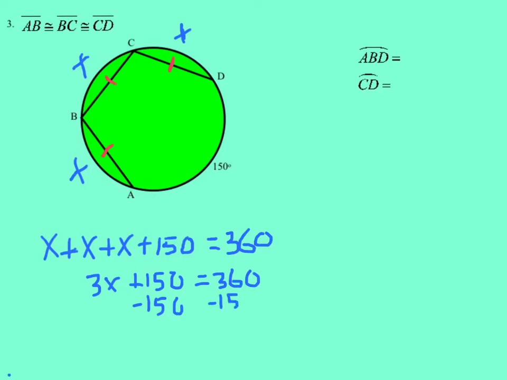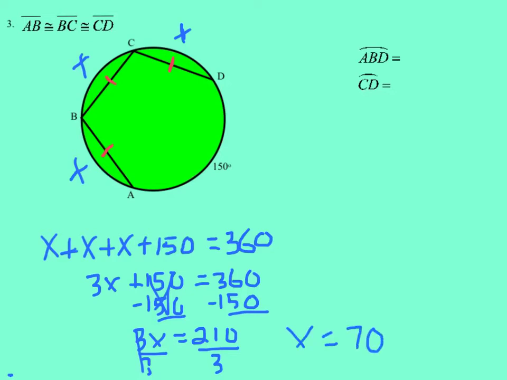Subtract my 150. This time I'll solve it out so we can all see it a little bit. It cancels out, so I get 3x equals 210, divided by 3. Cancels. X is equal to 70. So this x over here is equal to 70. I'll write it there. So this guy's 70 degrees, 70 degrees, and 70 degrees. If you don't believe me, add the 3 70s up and the 150 and you should get 360.